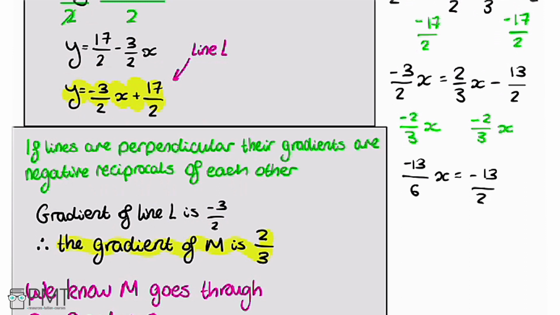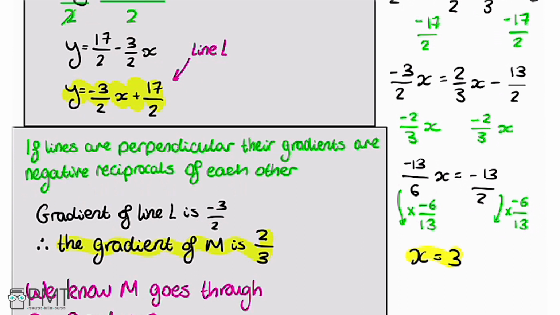A little trick here is if we multiply both sides by the reciprocal of this, we'll get x by itself. So if I multiply this side by minus 6 over 13, we've got to do the same to the other side, minus 6 over 13. On the left hand side we'll just get x, and if we pop this into the calculator, we get 3. So the x coordinate of C is 3.